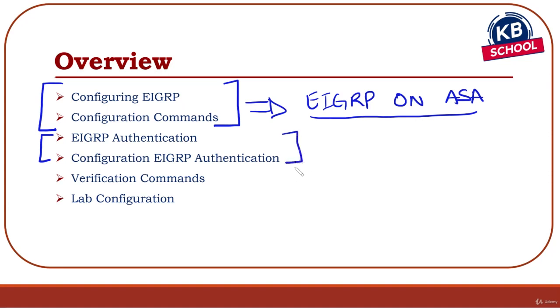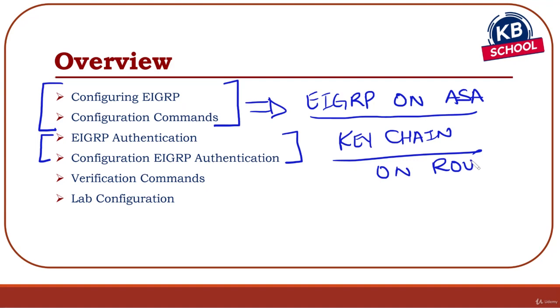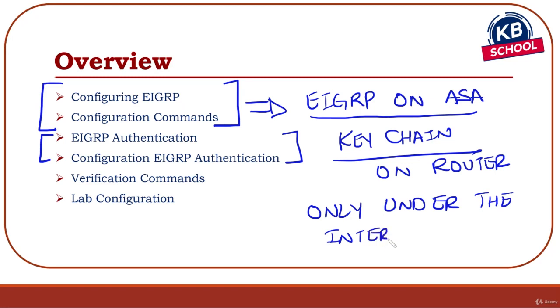Again, just like RIP, EIGRP also uses the keychain concept on the router, and just like RIP, EIGRP does not use the keychain concept on the ASA. So on the router, only under what? Under the interface, and on the ASA. So you'll see the two ways of doing it, one on the router, one on the ASA firewall.